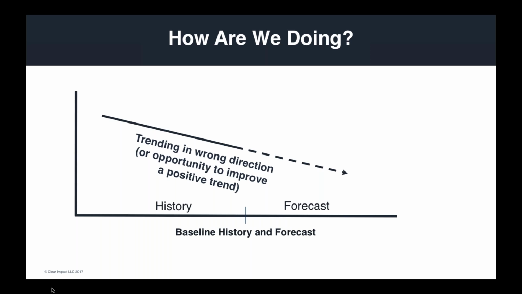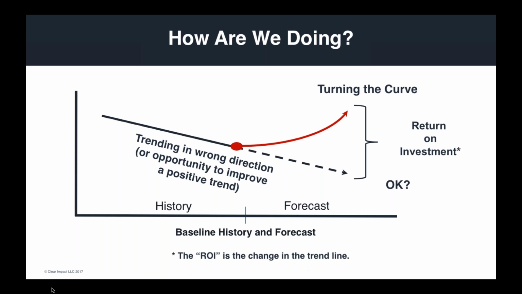You might be trending in the wrong direction. You might be trending in a good direction, but want to do even better. The key is you're asking, is that okay? Is the forecast okay? And then the idea is, can we do better than that, right? So, quote unquote, turning the curve is doing better than the forecasted trend line. And that's a return on whatever investment you make in terms of resources, political will, etc., in a strategy.